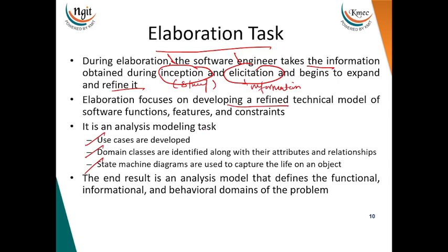Then in the analysis model, there are two things: use case development, domain class, and state mechanism diagrams are captured. Domain classes are defined along with the attributes and relations. The end result is the analysis model, which defines the functional and other behavior models. The point of this slide is that during elaboration, whatever data we got from inception and elicitation, we are going to expand and refine it. We are going to use a few analytical models: use case development, domain classes, and state mechanism.